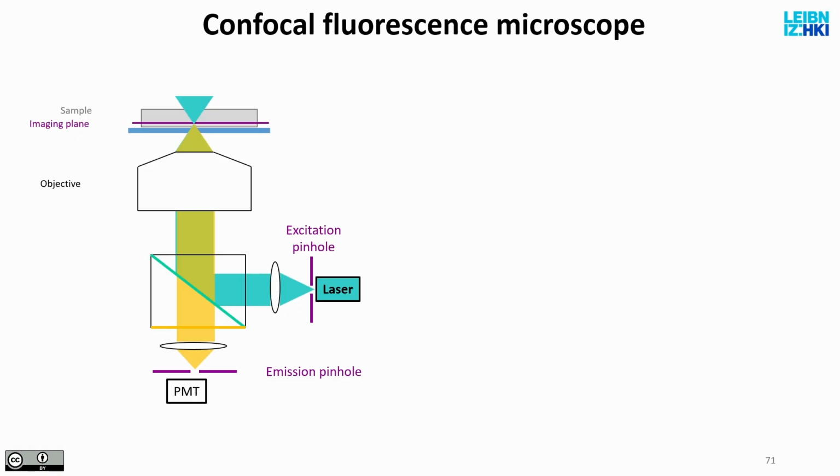So I scan in the XY, but I also scan in the Z direction, in order to get an image. So I go through the entire sample, XY, and then Z. So you need 3 scanners.